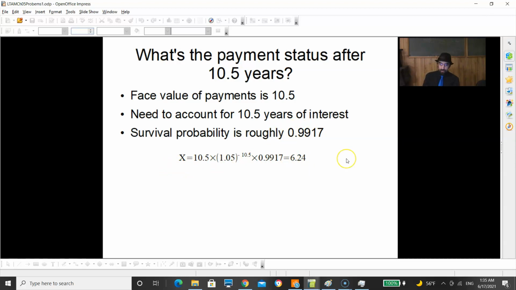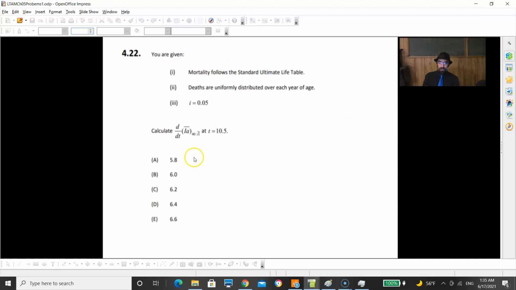The trick to this, again, is to say, well, wait a minute, we didn't explicitly cover anything that said derivative of a continuously increasing annuity. That's okay. Since it's derivative with respect to time, that's just the rate at which payments are coming in. Notice also the t is over here. It's the number of years that you're counting for. So it's just saying, what's the rate at which money is flowing in? And its face value is 10.5 because it's an increasing annuity. Have to account for discount, and have to account for survival.